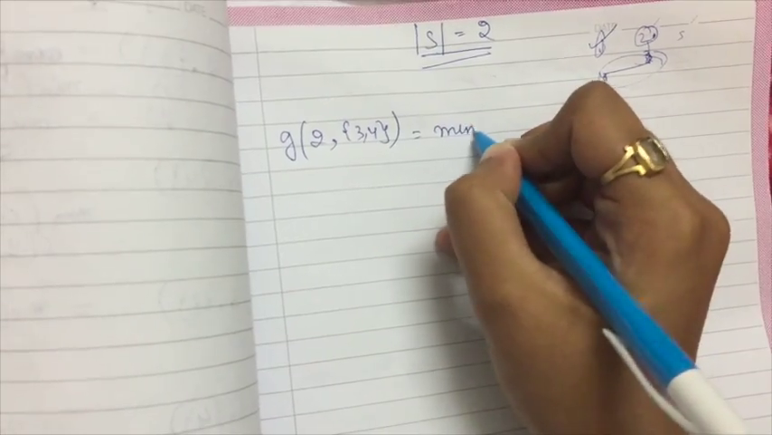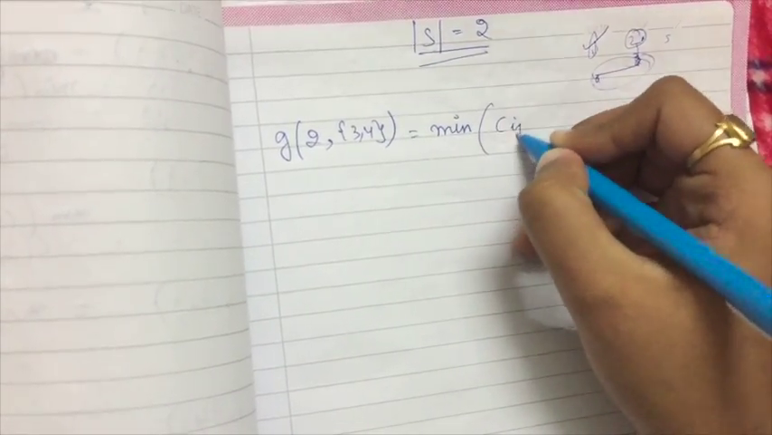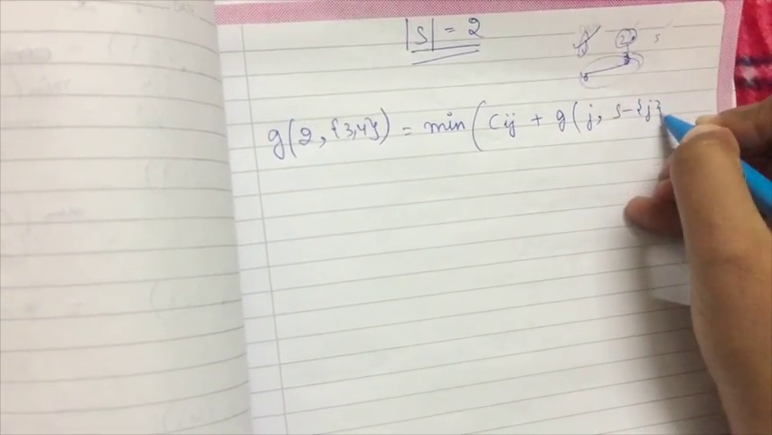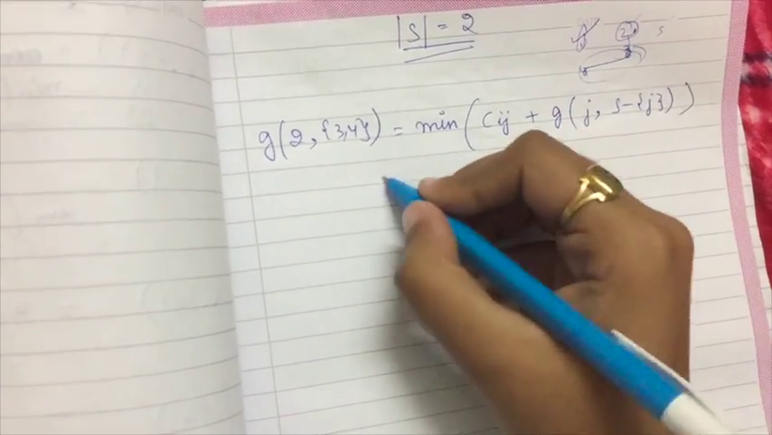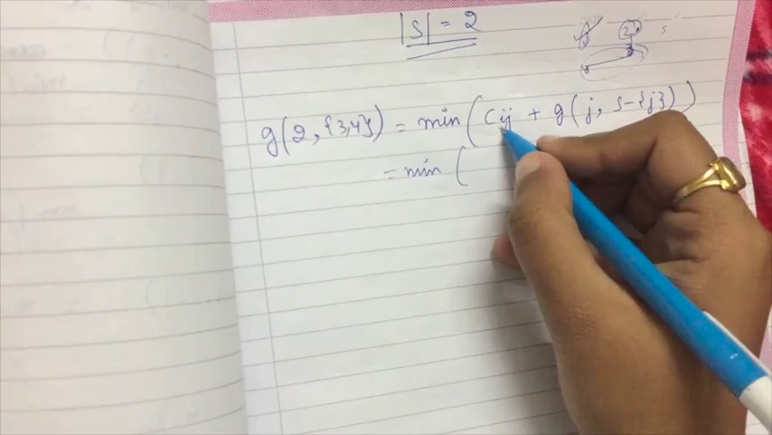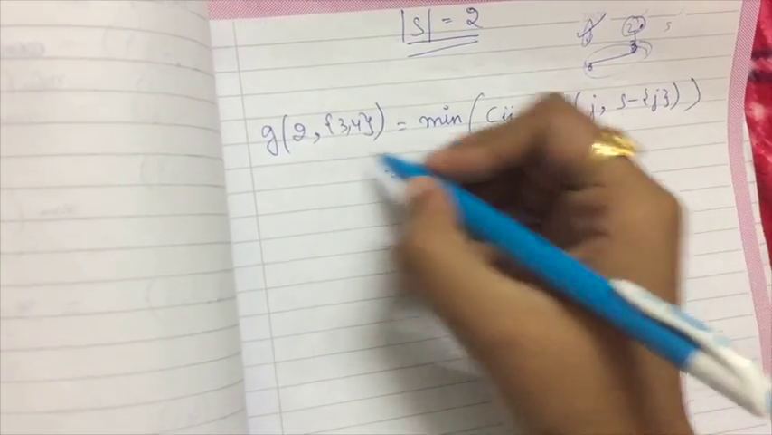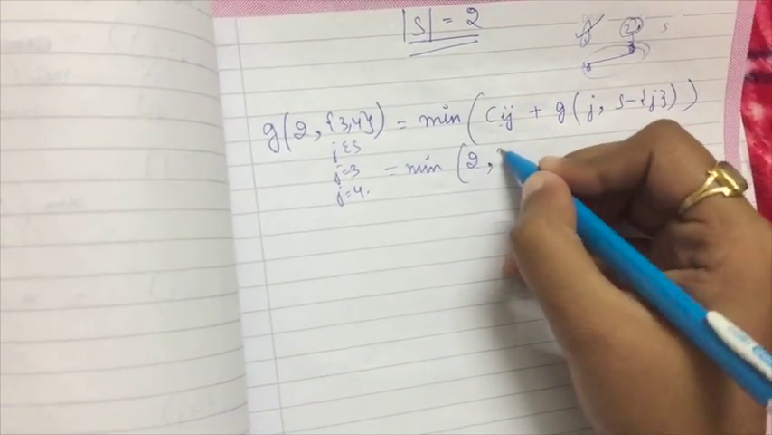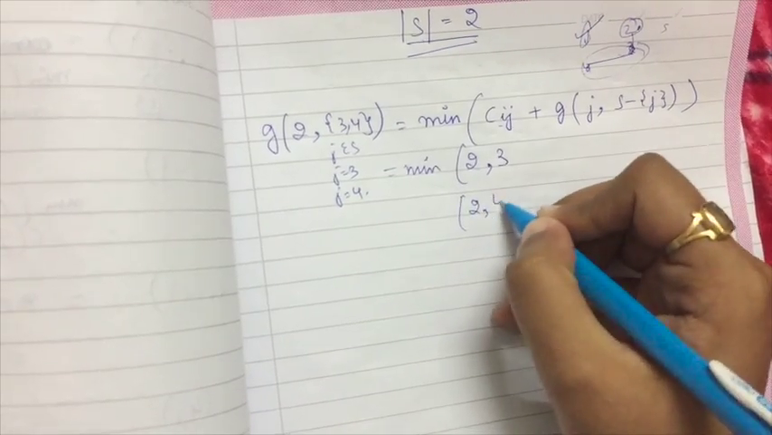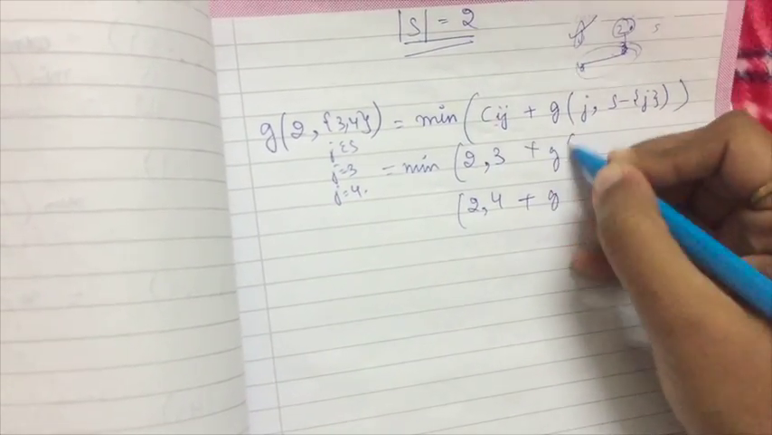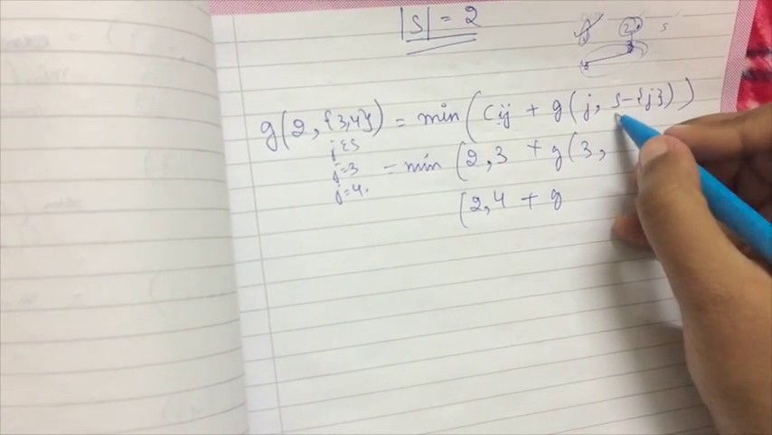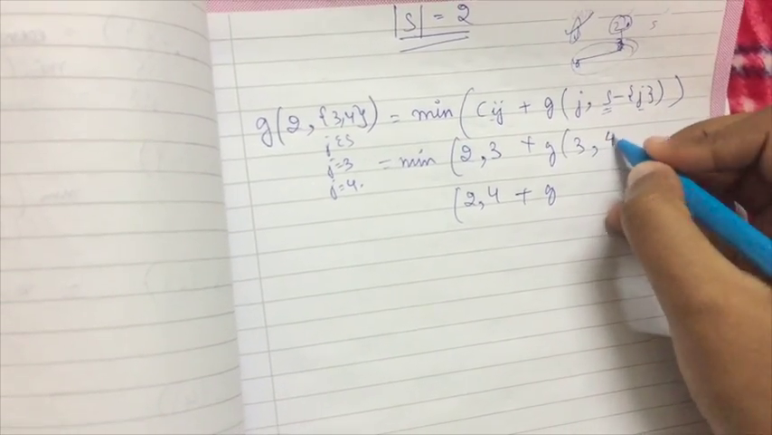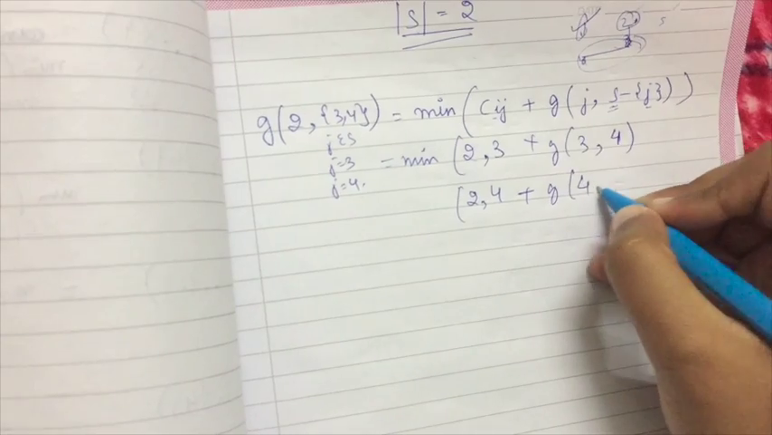Now here I'll have to find out the minimum one. Minimum of cost of i comma j plus G of j comma S minus j. So that comes out to be minimum of, i is 2 and j belongs to S, that is j is equal to 3, j is equal to 4. Once I take j as 3 and once I take j as 4, plus G of 3 comma {3, 4} minus 3, that will be 4 remaining, and here it will be 4 comma {3}.